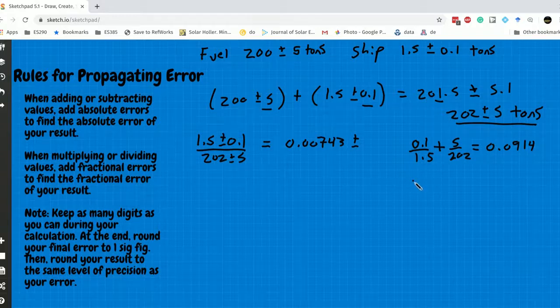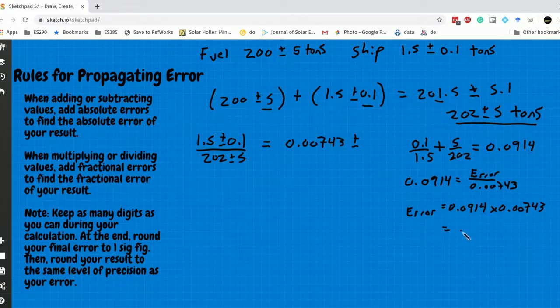This gives us our fractional error, but we almost always present errors as absolute errors when we're writing out numbers. So to find our absolute error, we're going to set up a simple relationship. Our fractional error, which we found to be 0.0914, is equal to our absolute error, which we still need to find, divided by the result, which we calculated earlier, 0.00743. I can do a little bit of algebra and rearrange this relationship to show that the absolute error is equal to 0.0914 times 0.00743. Once again, I can punch these numbers into my calculator, and I can find that our absolute error for the result is 0.000679.